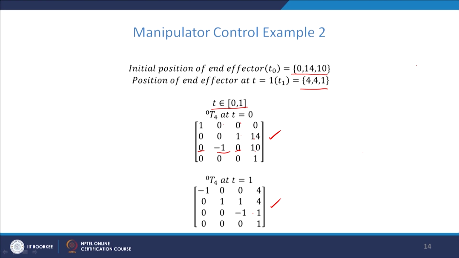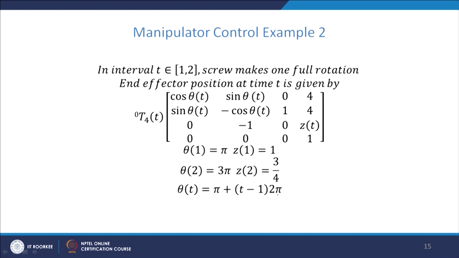In the same way we can define the required position and orientation of the end effector at t equal to 1, which is given by this expression. So, there are two conditions, therefore we can decide a trajectory as a polynomial of degree 1. Now, during the time 1 to 2, the screw makes one full rotation, that is, the angle goes through 2 pi.